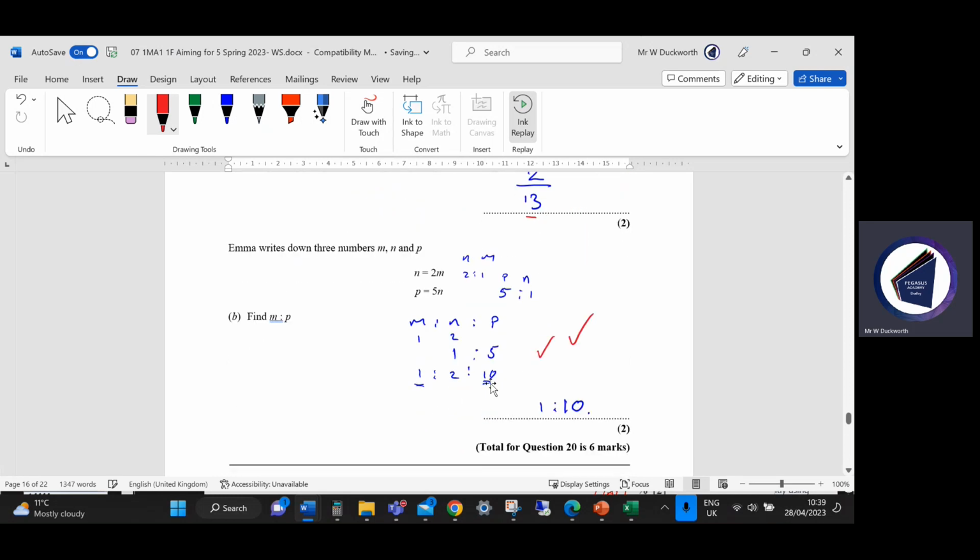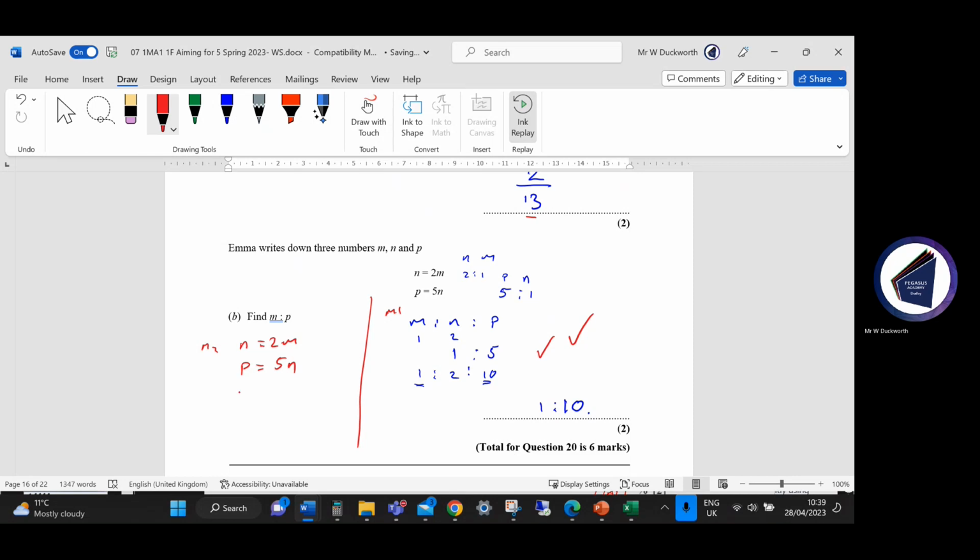For part B, okay, they've combined the equations, which is absolutely fine. I'll do that as a second method, actually. So I'll call that M1 and M2. If N is equal to 2M and P is equal to 5N, then if I want to cancel out my N's, then it's fair to say that P is equal to 10M. So the ratio would have been 10 to 1.